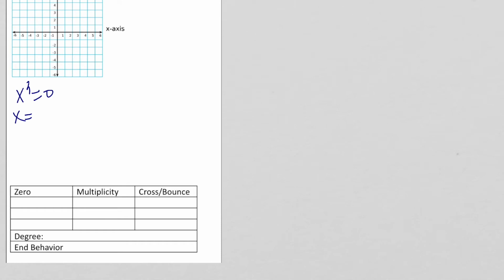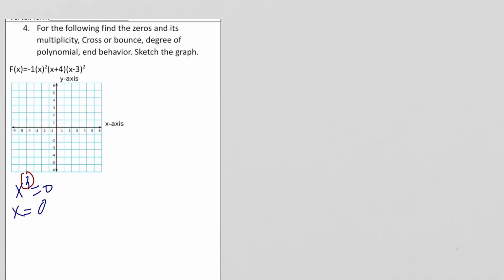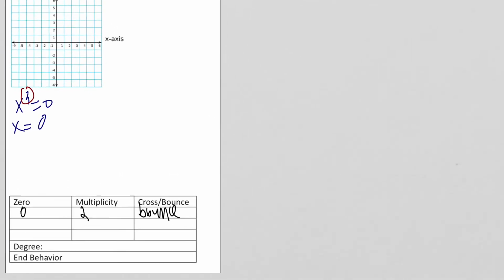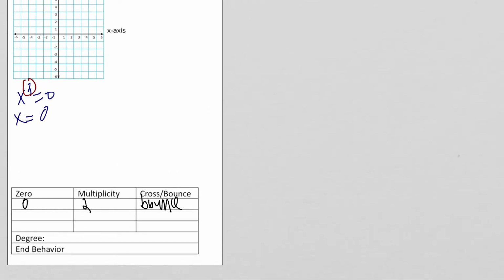The multiplicity, again, is the power. Okay, so I got 0. Its multiplicity is 2. It's going to bounce. Okay, the other ones here, let's write them both down, x plus 4 and x minus 3 squared. X plus 4.